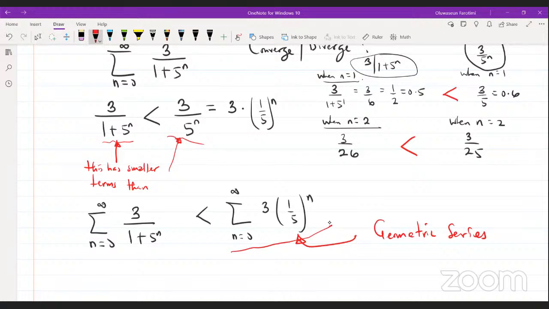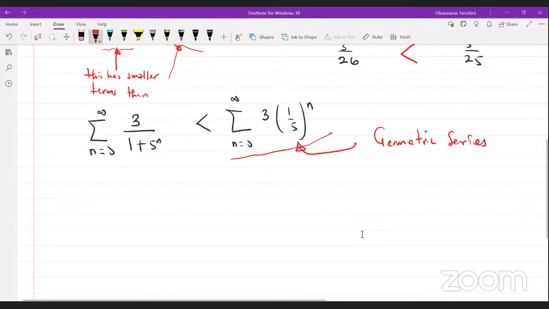Okay, so now let's see. The given series, this one over here, the convergence or divergence of it depends on this one. If this converges, then that means this converges. If this right here diverges, then okay. Let's move on.